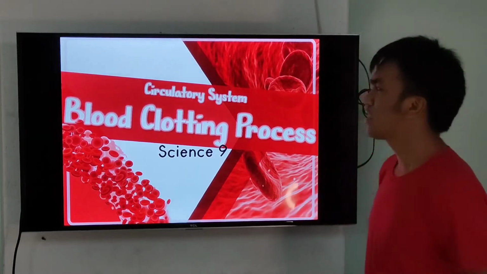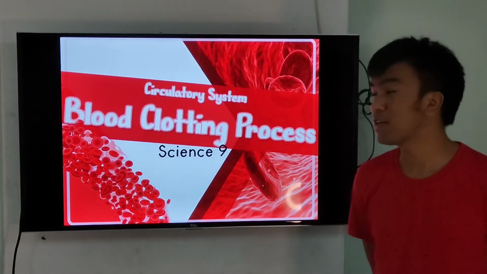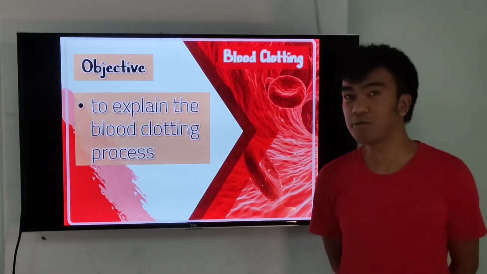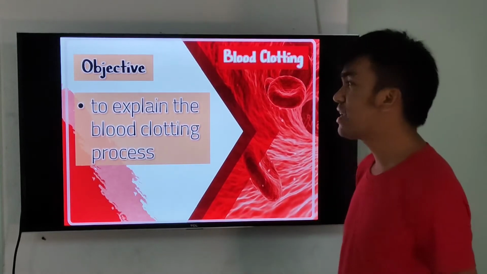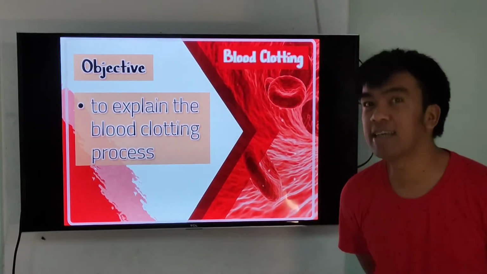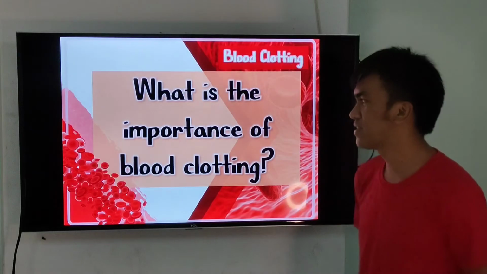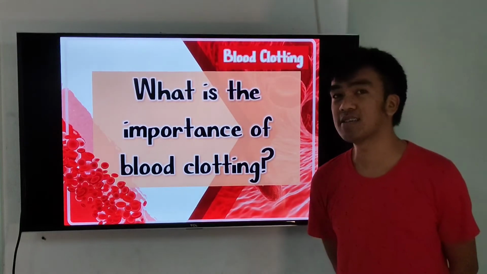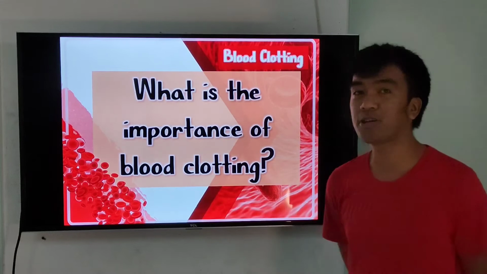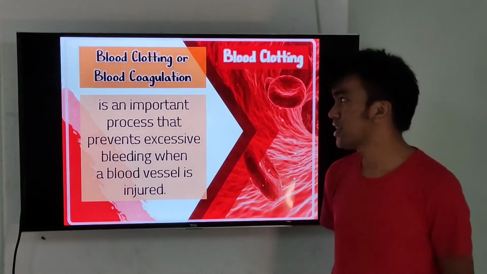So today's topic is all about the blood clotting process. Our objective of the day is for us to explain the blood clotting process. So my question is, what is the importance of blood clotting?